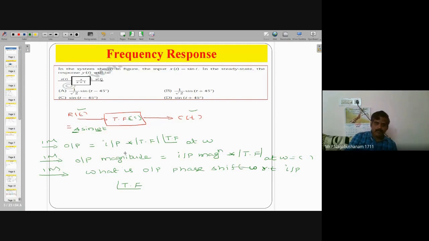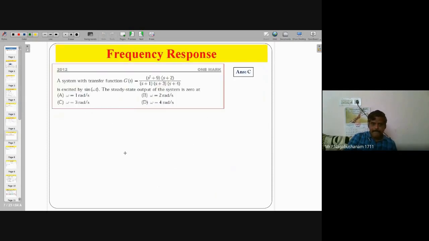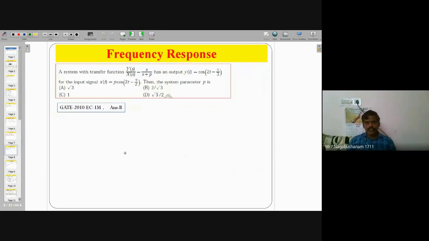Let me take one more problem and get the idea. It's also the same thing. It is a different model. A system having transfer function Y of s by X of s, and it has output Y of t. They have given the output and the transfer function for a given input signal. Everything is given, but they are asking what is the parameter p. In the input there is a parameter p. They are asking the value of parameter p. This is GATE 2010 ECE, 1 mark.